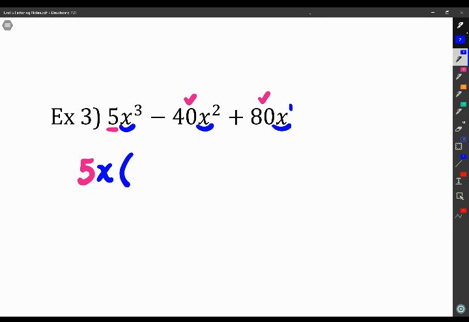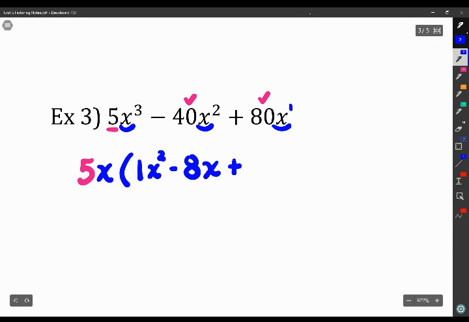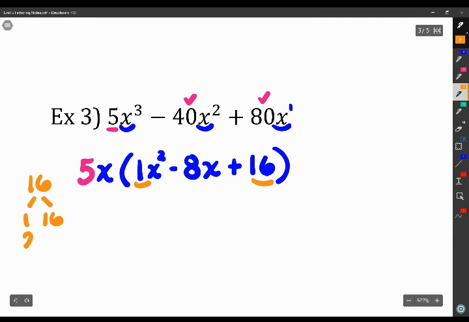So 5 divided by 5 is 1. You had 3 X's and took 1 away, so you're left with 2. You have -40 divided by 5, which is -8. You had 2 X's and took 1 away, so you're left with 1. And then 80 divided by 5 is going to give us 16, and then we don't have any X's left. And so now we're going to do the same thing. We've got 1 times 16, which is 16. Our factors are 1 and 16, 2 and 8, or 4 and 4.